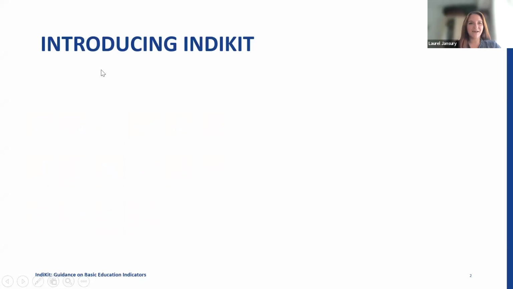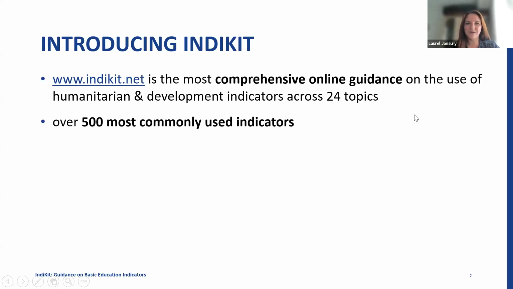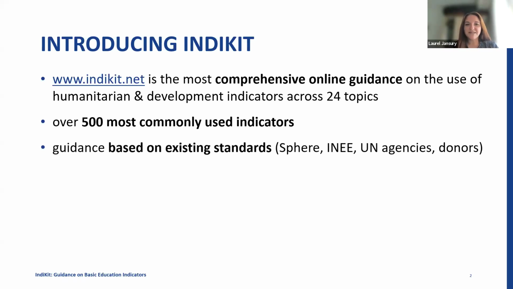Great, thanks, Claire. As Claire mentioned, Indikit is a platform that we've created at People in Need, which provides online guidance for the use of humanitarian and development indicators across 24 different topics. We have a repository of about 500 of the most commonly used indicators for these various topics. And the guidance is based on existing standards, so Sphere standards, the INEE minimum standards, various UN agencies, and other donors as well.